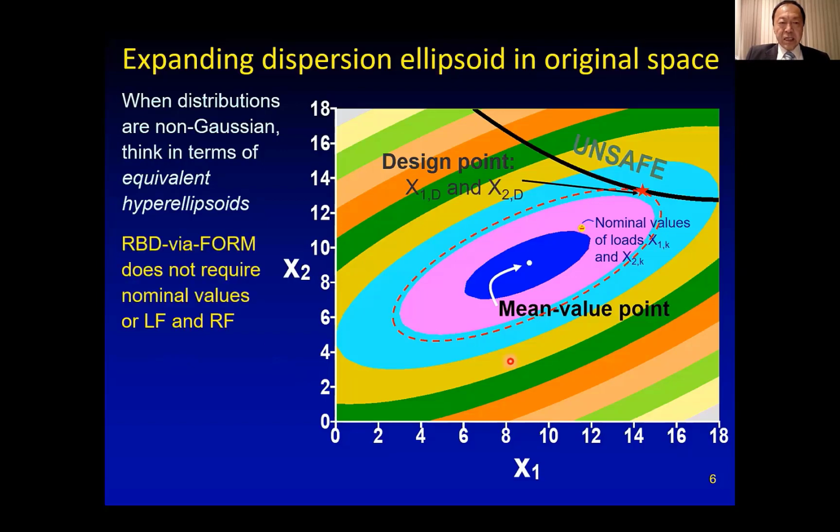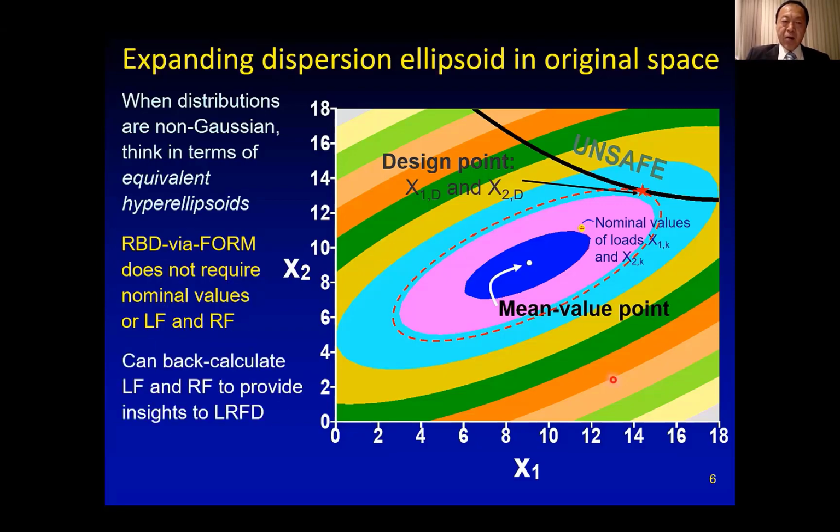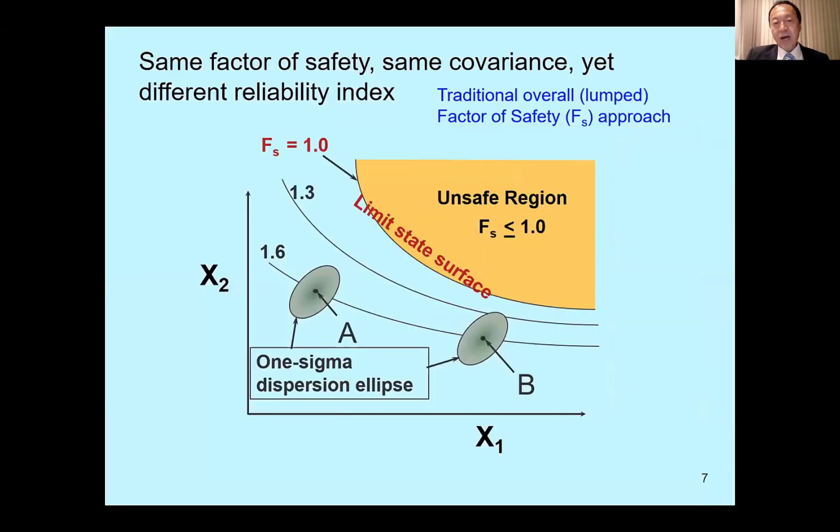And bear in mind that the reliability-based design via the first order reliability method does not require nominal values. Also does not require load factor or resistance factor. However, from the design point that you obtain in FORM, you can actually back calculate LF and RF for comparison with LRFD and to provide insights to LRFD.